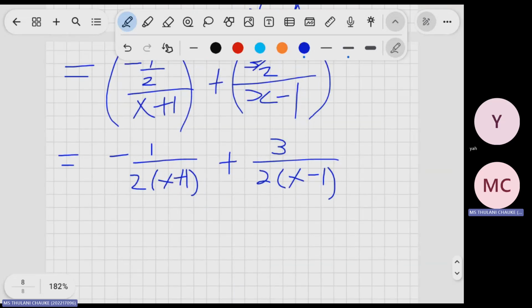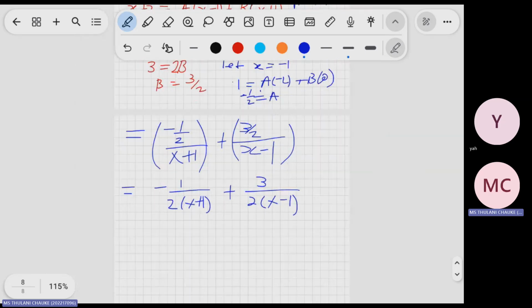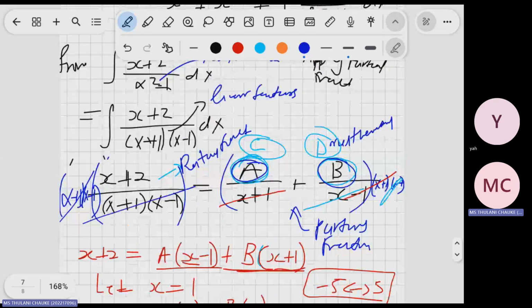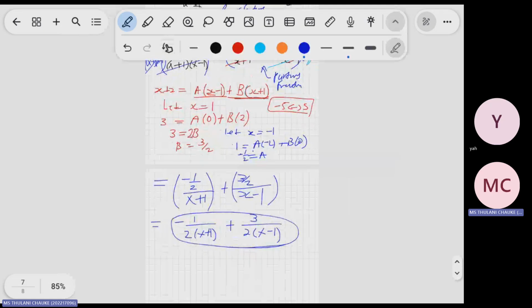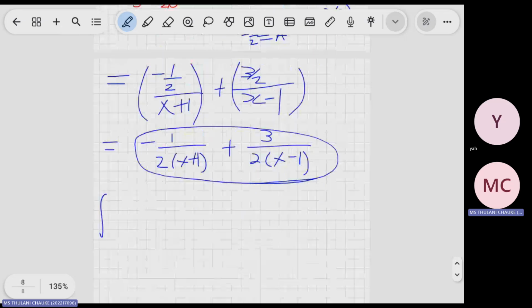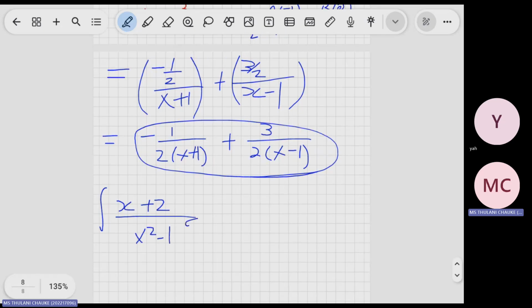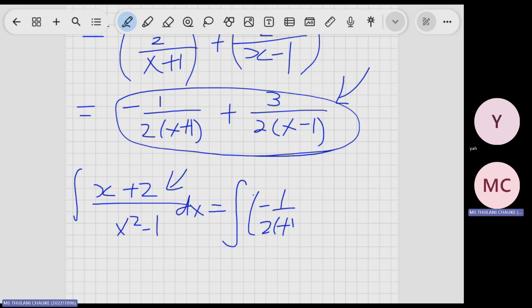So now we know that this can be integrated. So we can go back and replace this part. Let's replace. We know that we're having the integral of (x+2)/(x²−1) dx. So this is its partial fraction. This is the rational fraction. Then we'll have negative 1 over 2(x+1).